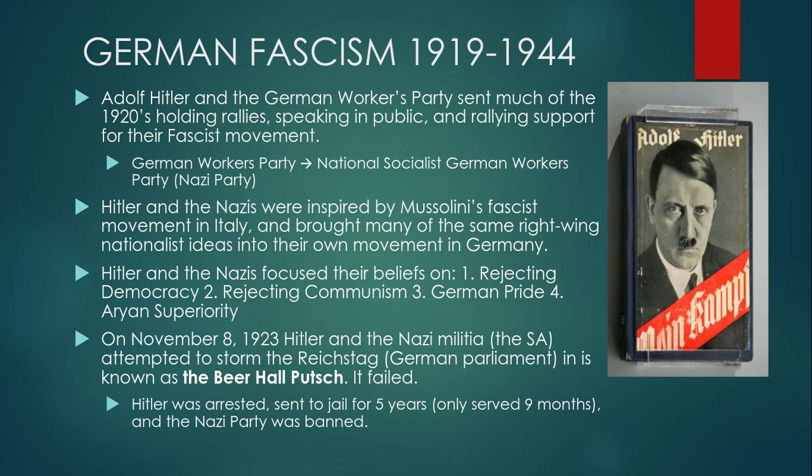November 8th, 1923. Hitler and the Nazi militia, or the SA, they storm the Reichstag, or the German parliament, in what is called the beer hall putsch. It fails. So Hitler's arrested, sent to jail for 5 years. Nazi party is banned. Now this failed coup attempt, the beer hall putsch, took place in Munich.